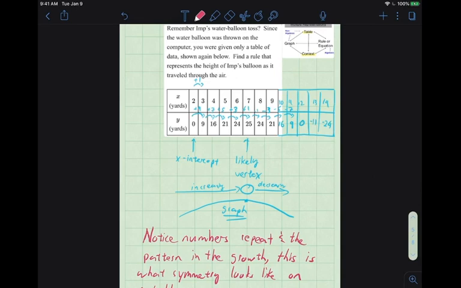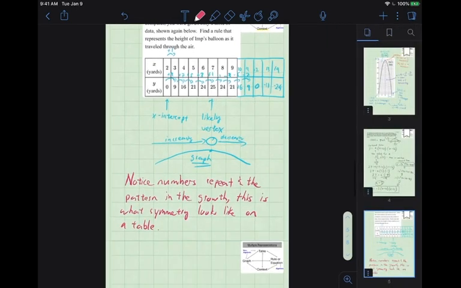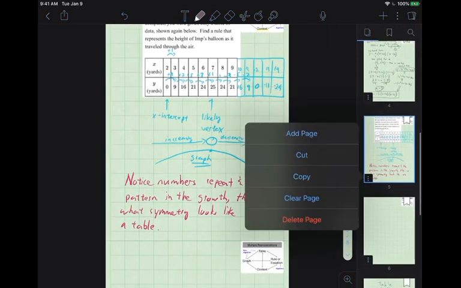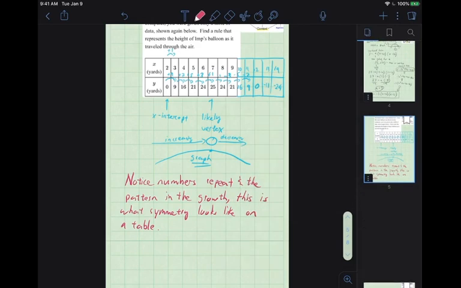Okay, that's nice. We found this. From here, we can now find out the equation, because we now, over here, found the other x-intercept.